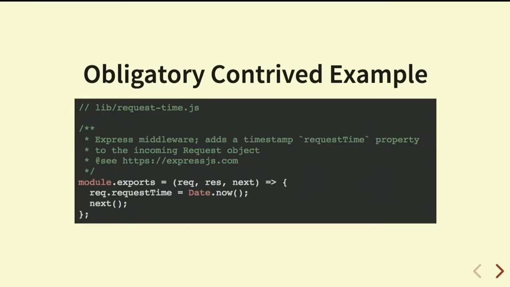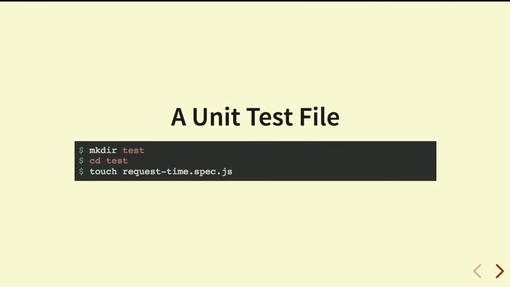And so this particular bit of middleware adds a request time property to the request object. It's a JavaScript timestamp, which is not a Unix timestamp because it's in milliseconds. Anyway, that's what it does, and that's all it does. And so we decided we wanted to write a unit test for this, and so we're going to make one.